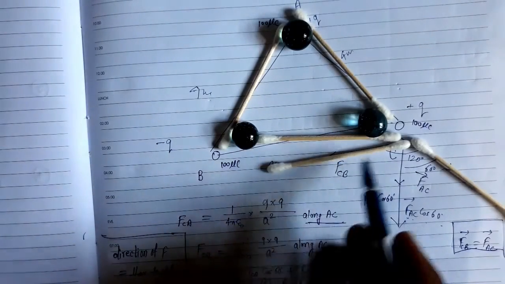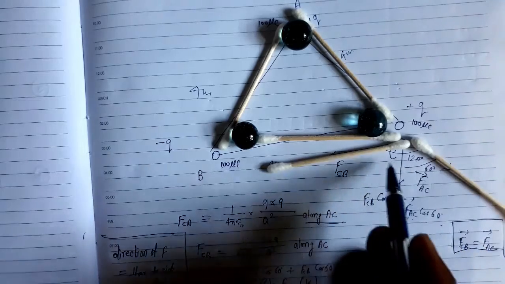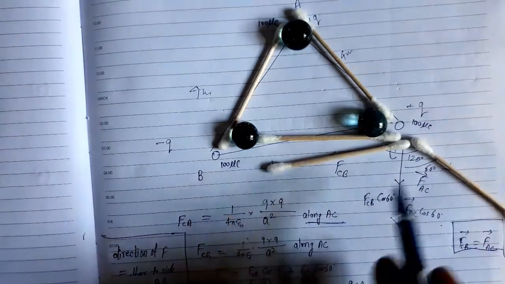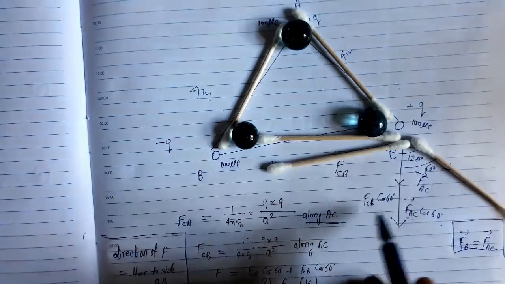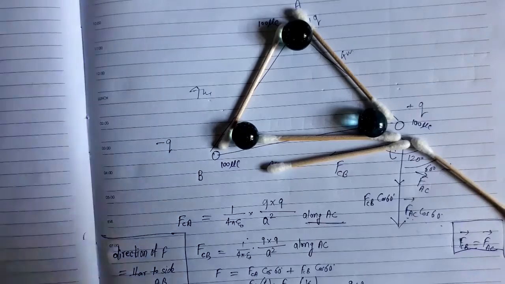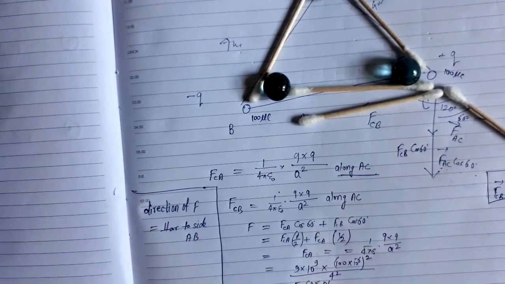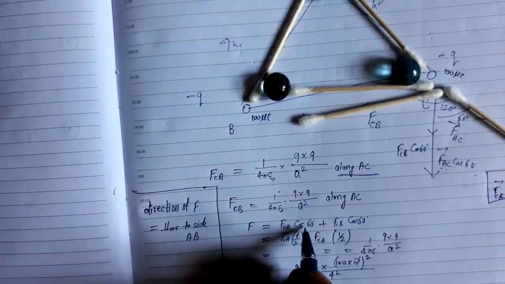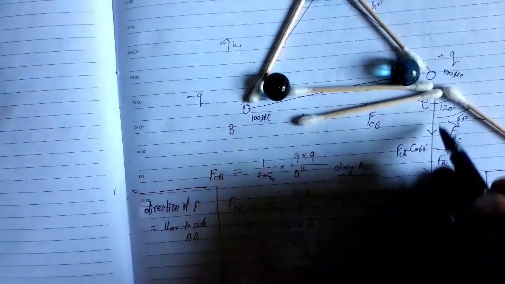And what about this force? This force is also separated by 120 degree, their resultant is between them, so this is FCB cos theta. So we have calculated that one. The approach is like this: F is equal to FCA cos 60 degree plus FCB cos 60 degree, because these two forces are acting along this path.